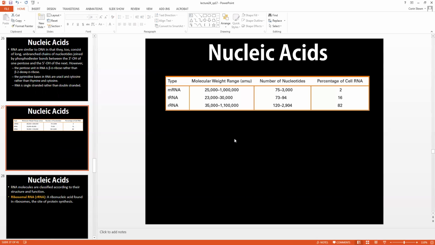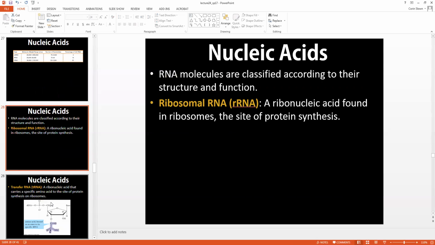There are several different types of RNA. There's messenger RNA, transfer RNA, and ribosomal RNA. Notice that they vary in size, in the number of nucleotides, and in the percentage of cellular RNA. RNA molecules are classified according to their structure and function.